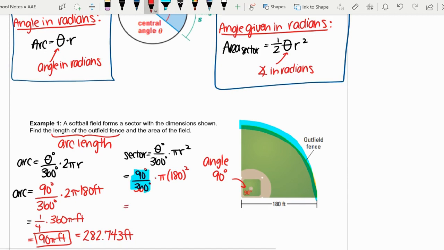And I work out to get 2025 pi. And our units would be feet squared since this is an area. If you just type everything in, including pi, our answer is going to be about 25,446.9 feet squared.